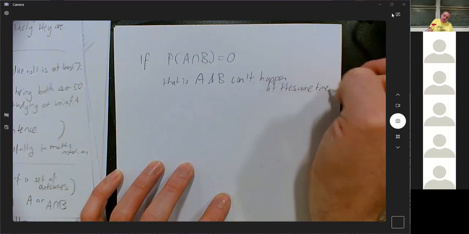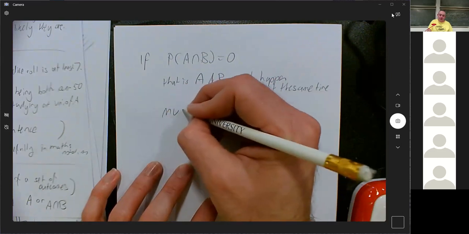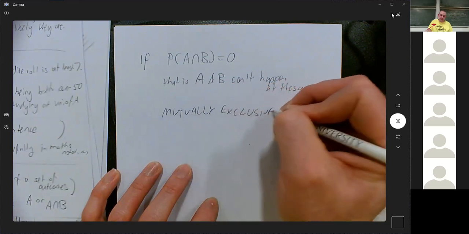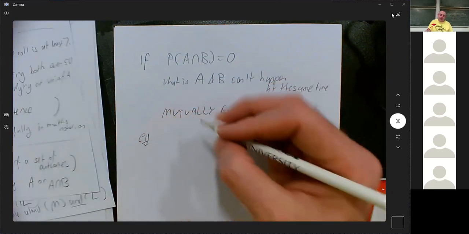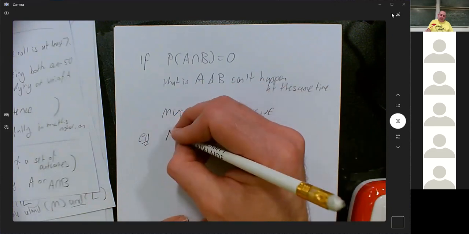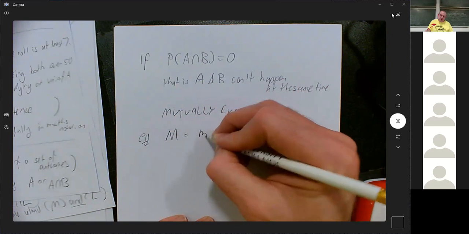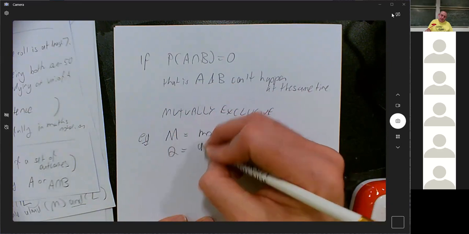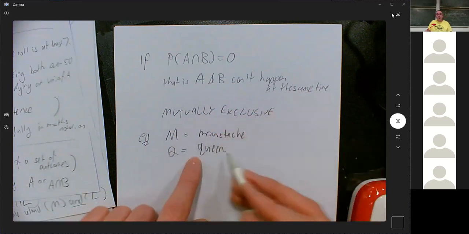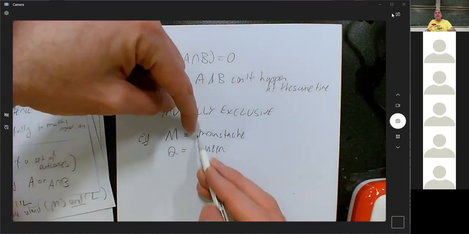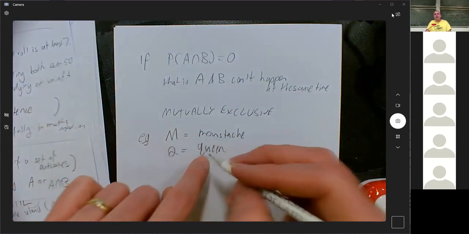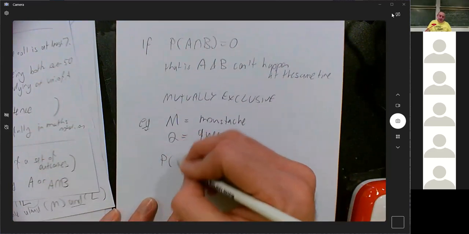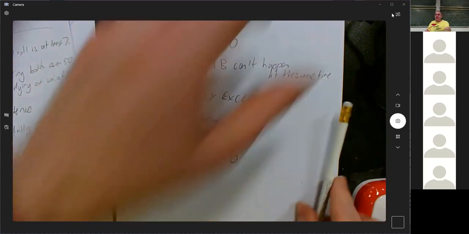It can't happen at the same time. That's called being mutually exclusive. So e.g. in our cards, if M is having a moustache and Q is being a queen. This is bad writing, I'm sorry. It should actually be a full sentence here. Like, having a moustache and being a queen, I should just point that out, then the probability of M intersection Q is 0 because none of the queens have moustaches.